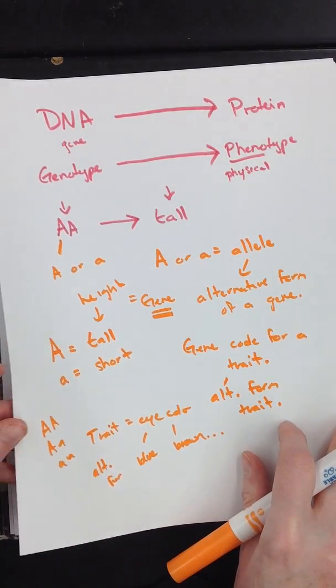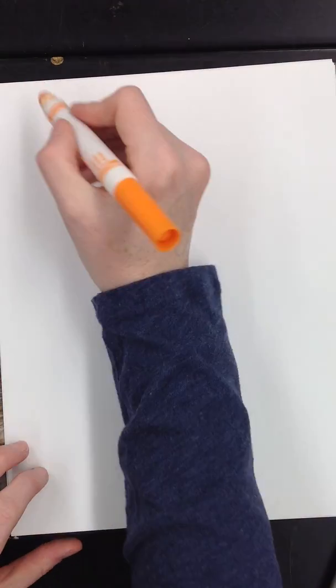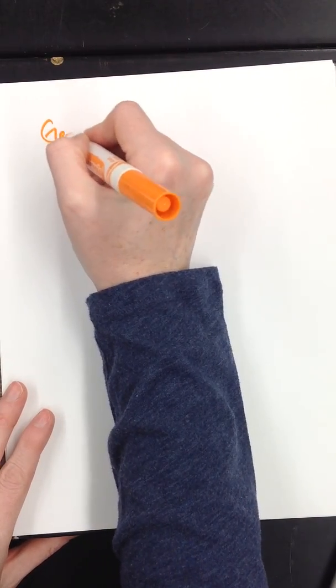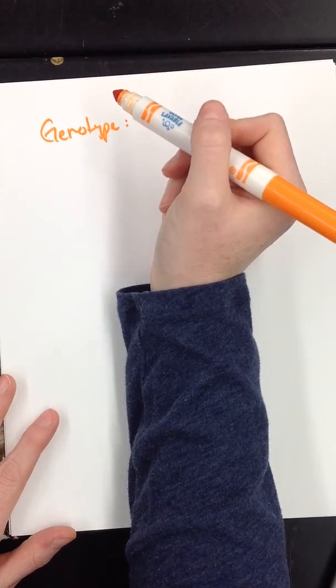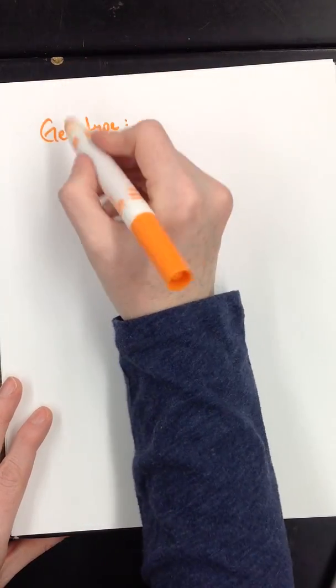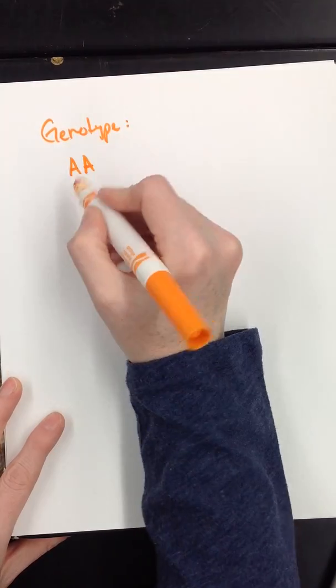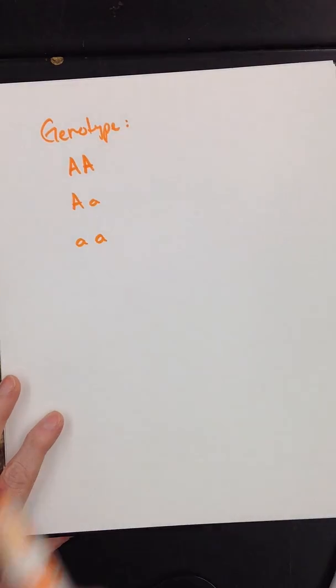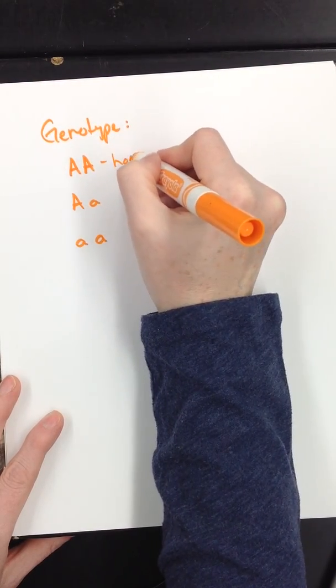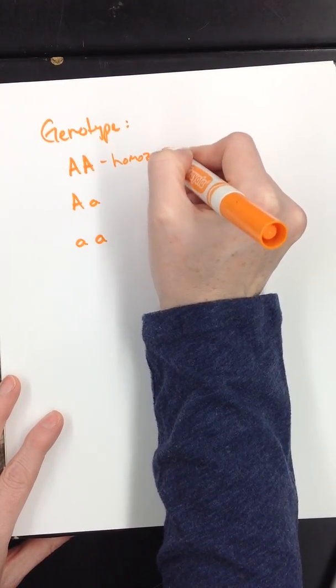So now, when we talk about this genetic stuff, when we talk about genotypes, some genes you're going to see expressed more than others. And so remember, here are my three genotypes: big A big A, big A little a, little a little a. All right, we know big A big A is homozygous.